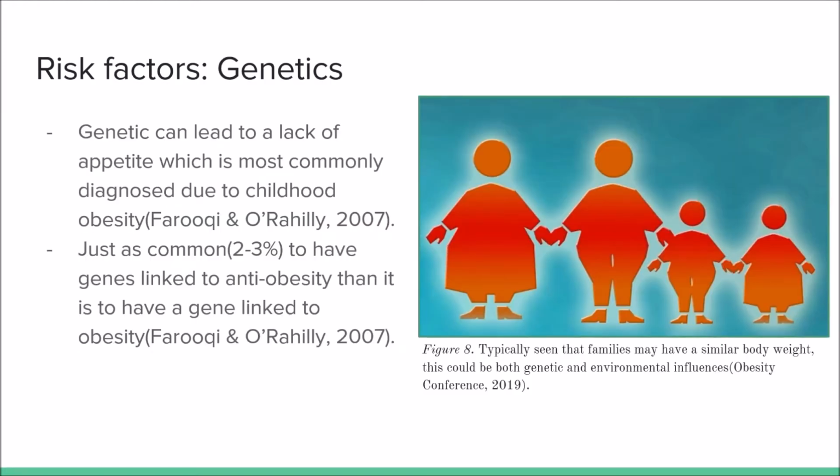One of the major risk factors that is attributed to obesity is genetics. Genetics can actually lead to a lack of appetite, but it can also lead to a lack of satiety as well. It's not very common for genetics to have a role in obesity; just 2 to 3% of people have the genes that are linked to having obesity. But it's also just as common, 2 to 3%, for people to have genes that are linked to anti-obesity.